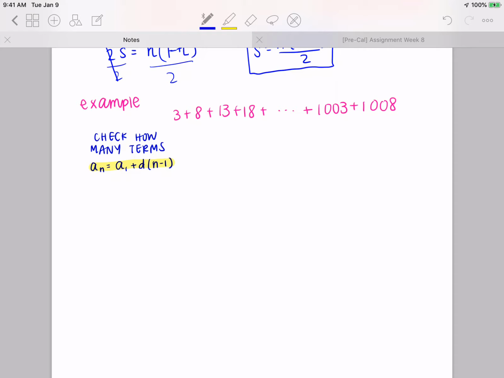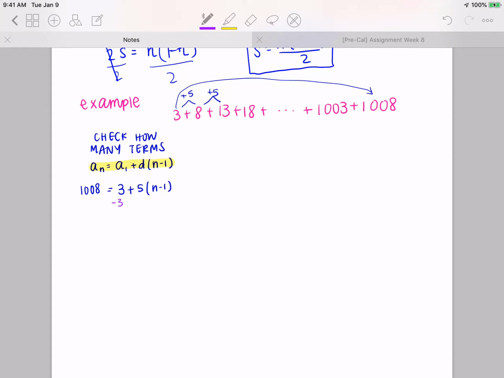I noticed that our first term is 3 plus, what's our pattern? The pattern is adding by 5, right? So it's 5 times n minus 1. And our last term, because if we go all the way to here, is 1008. Then my job is to solve for n.